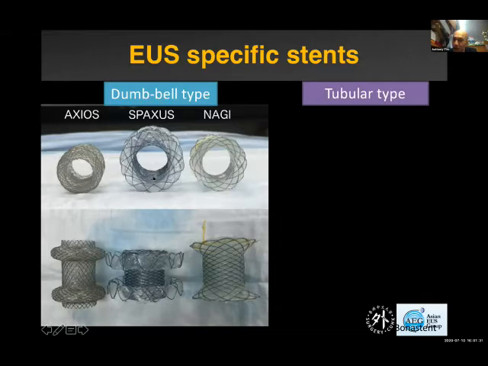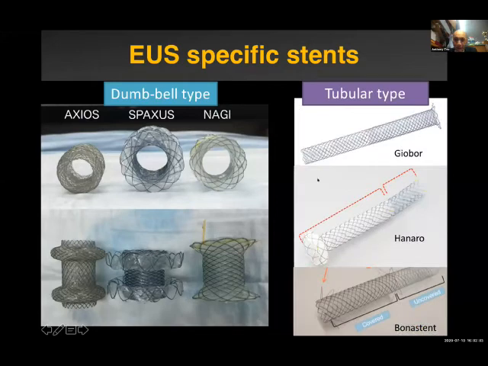It also serves to prevent migration of the stent. The other thing is the stent lumen is usually quite big. Axios is now up to 20 millimeters, Spaxus is 16, and Nagi is around 10. With these types of stents, not only does it make the anastomosis more secure, but many of the delivery systems are now cautery enhanced, which allows single-step placement of these stents.